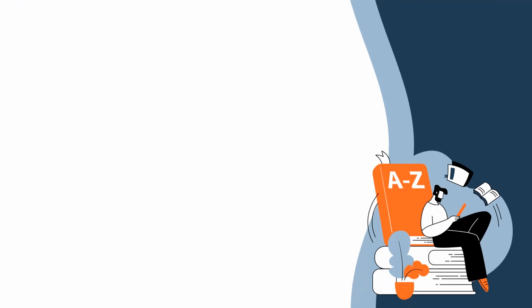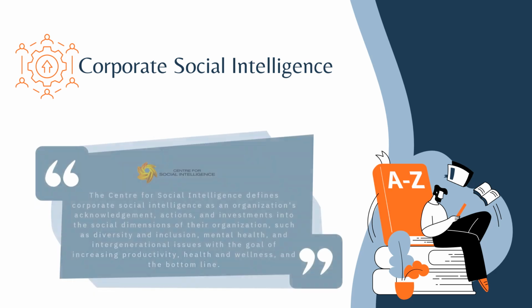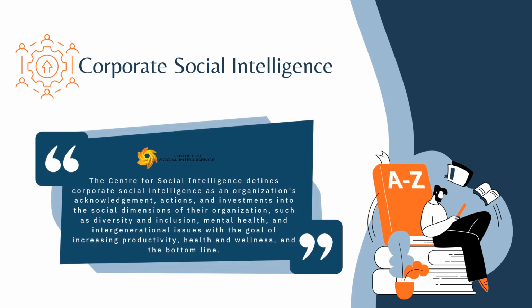Another critical component of being the change is educating yourself on corporate social intelligence skills and putting them into practice. The Center for Social Intelligence defines corporate social intelligence as an organization's acknowledgement, actions, and investments into the social dimensions of their organization, such as diversity and inclusion, mental health, and intergenerational issues, with the goal of increasing productivity, health and wellness, and the bottom line.